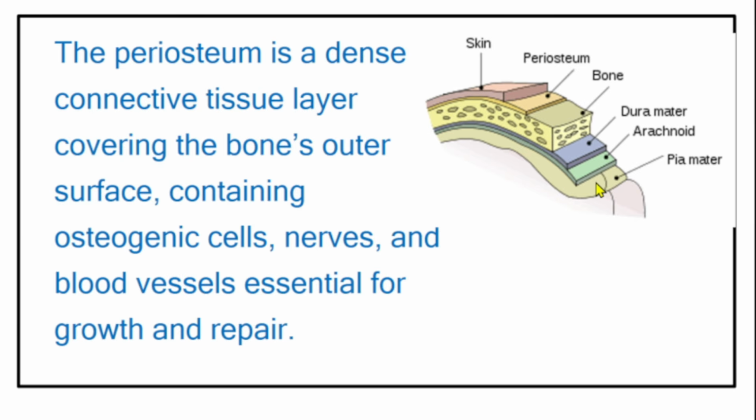The periosteum is a dense connective tissue layer covering the bone's outer surface, containing osteogenic cells, nerves, and blood vessels essential for growth and repair. So the outer surface of the bone receives oxygen and nutrients through the blood vessels in the periosteum.